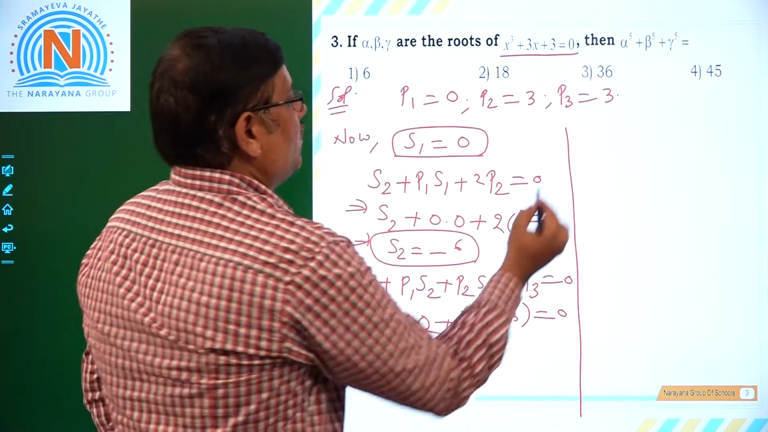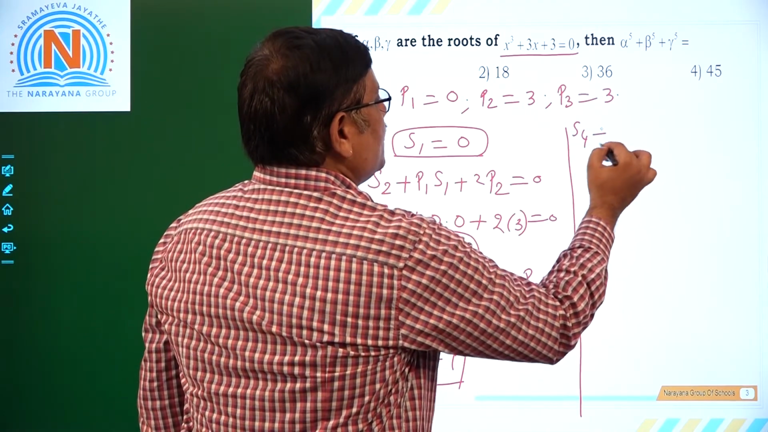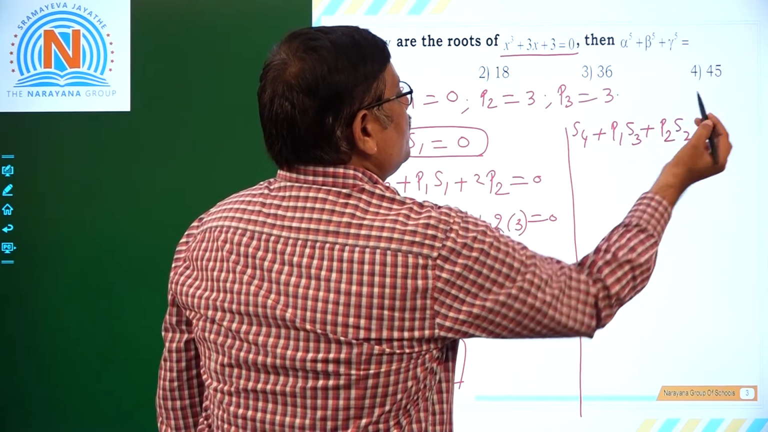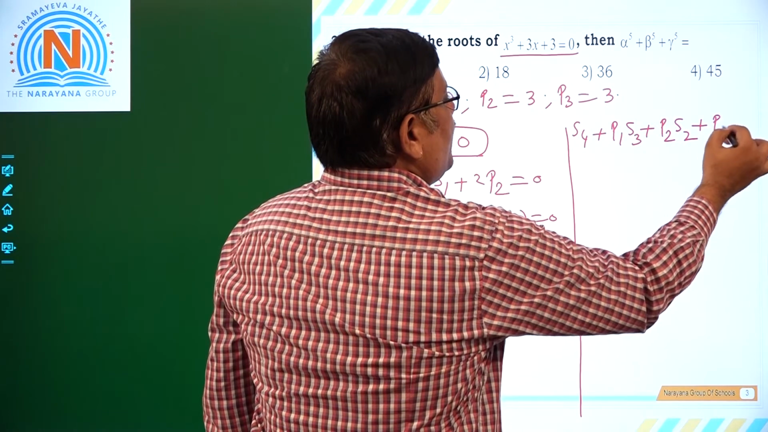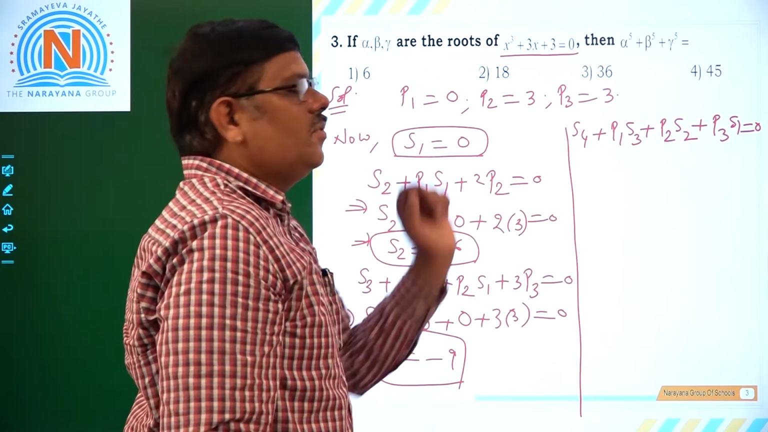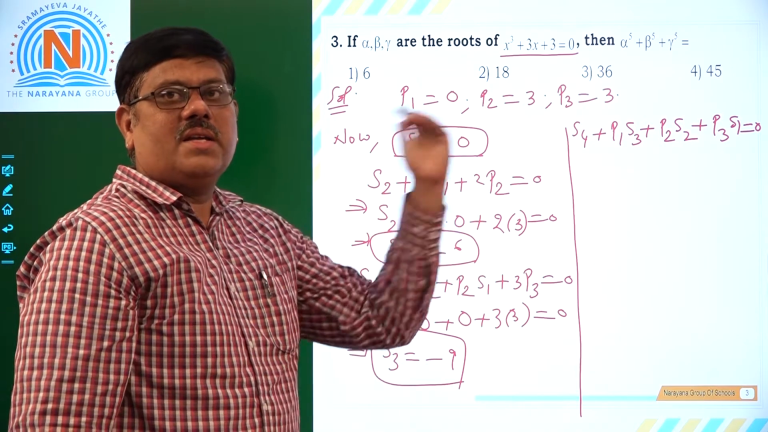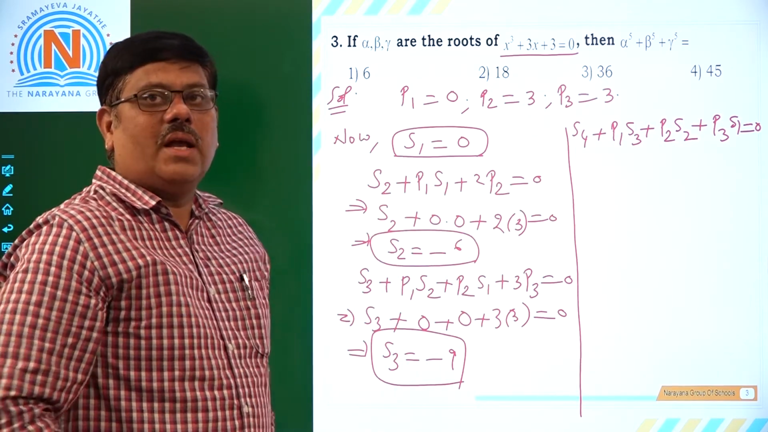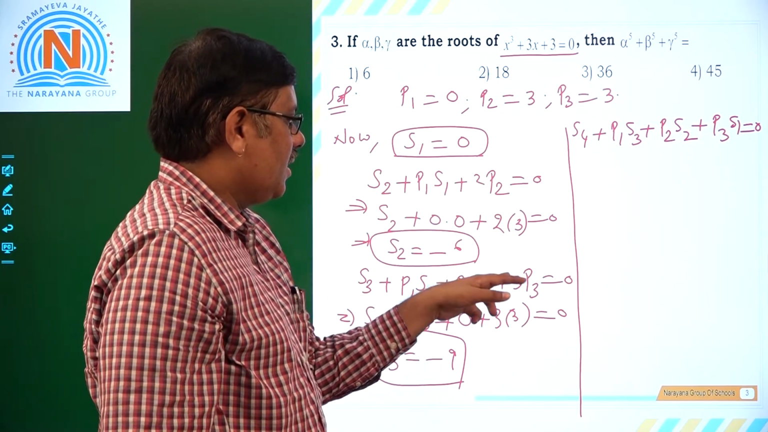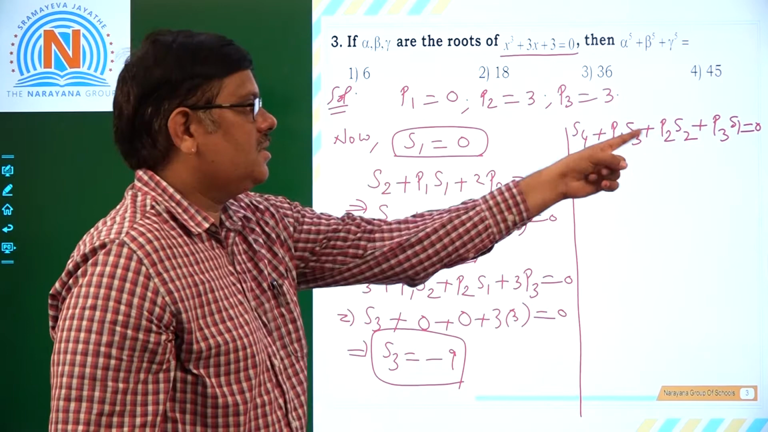Now we have to find out S4. S4 means S4 plus P1 into S3 plus P2 into S2 plus P3 into S1 is equal to 0. Here in this case, S4 means R value is 4, N is of course 3, R is more than N. So here we don't get RPR. In this case, if you see we are getting RPR, here we don't get RPR. This is the final term.